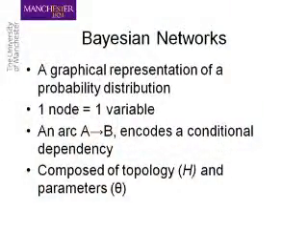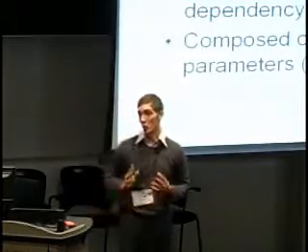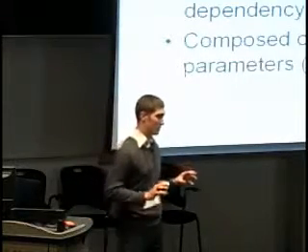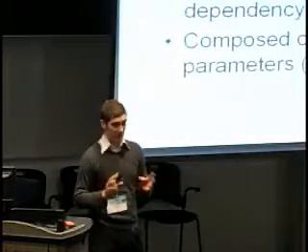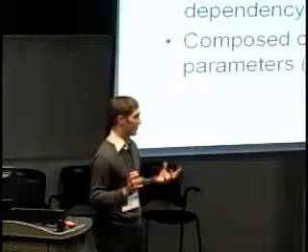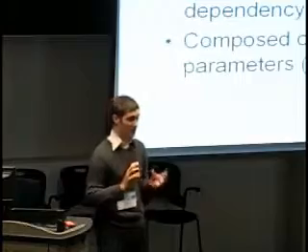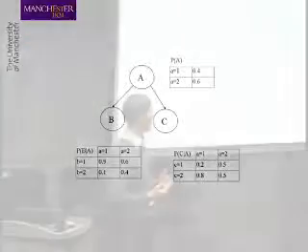Okay, so Bayesian networks. Some of you will be very familiar with these, and others less so. So I'm going to give you a very brief introduction to them. All they are is a graphical representation of a probability distribution. One node in a network represents one variable in your data set. An arc between two nodes encodes a conditional dependency between those two nodes. We can say they are composed of a topology, which is the presence of arcs between nodes, for example A to B, A to C, and the parameters. The parameters are the numbers associated with the probabilities in these arcs.